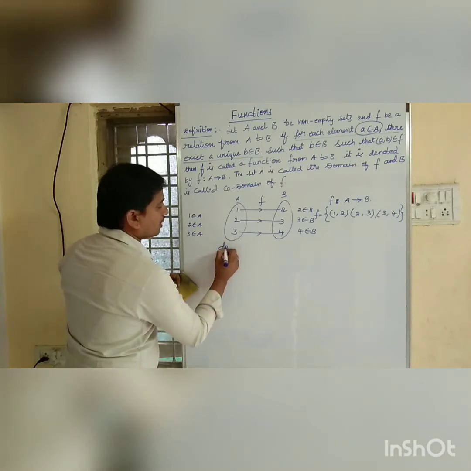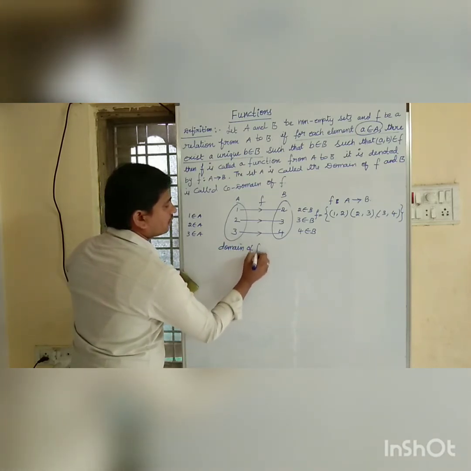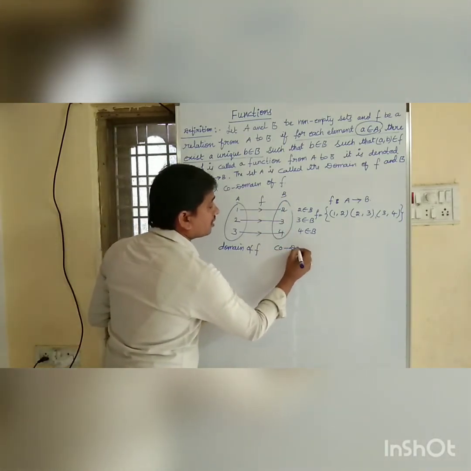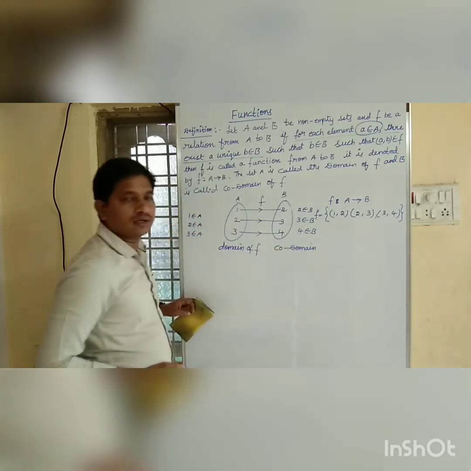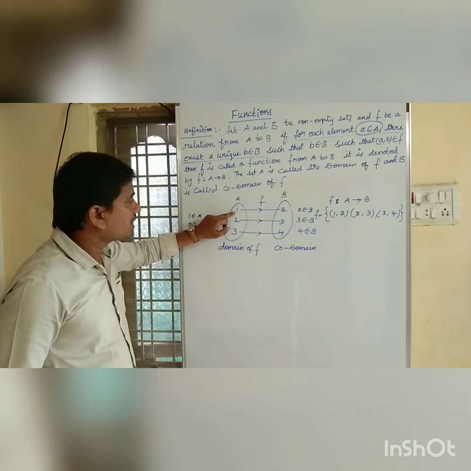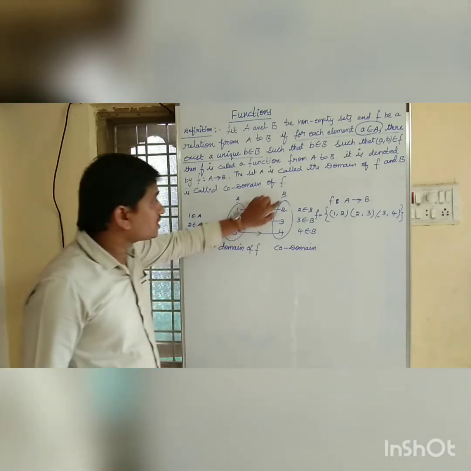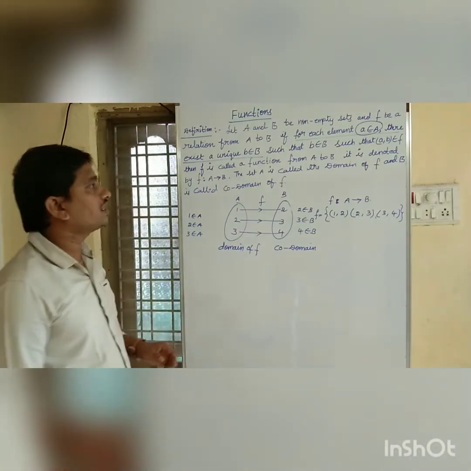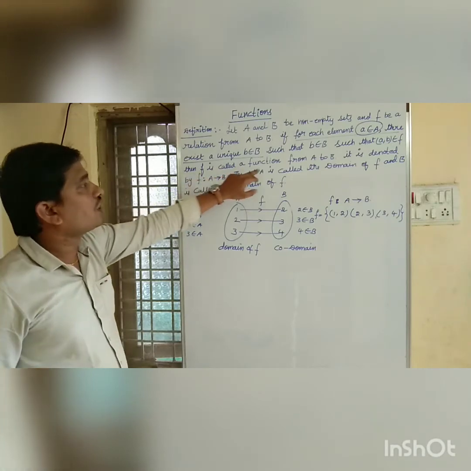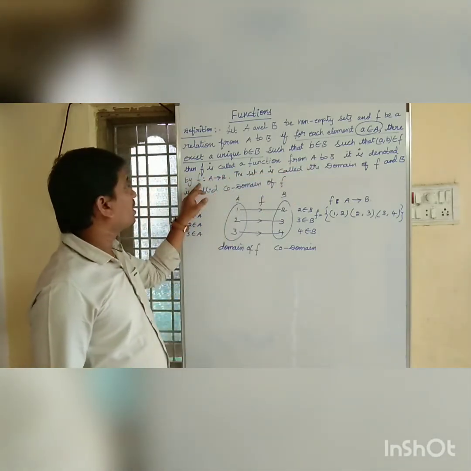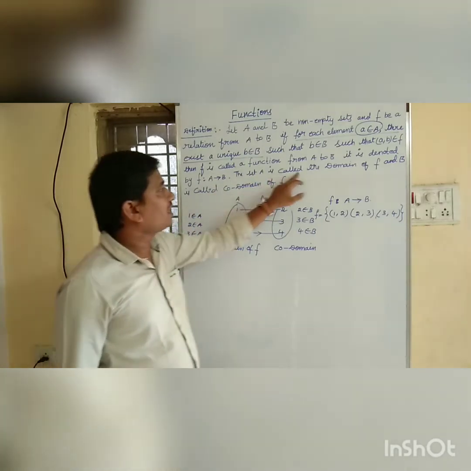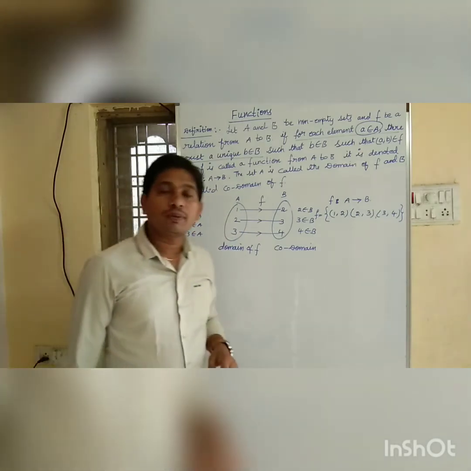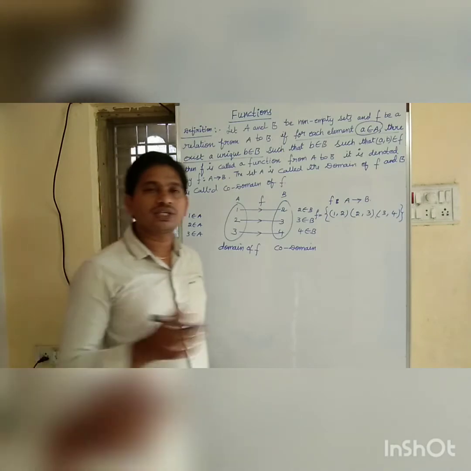Here the elements in set A are called the domain of function f, and the elements in B are called the codomain. Children, what are the elements in the domain? That is 1, 2, 3. What are the elements in set B? That is 2, 3, 4. They are called the codomain of function f. So f is called a function from A to B. It is denoted by f maps A to B. The set A is called the domain of f, and B is called the codomain of f. So that is nothing but a function.